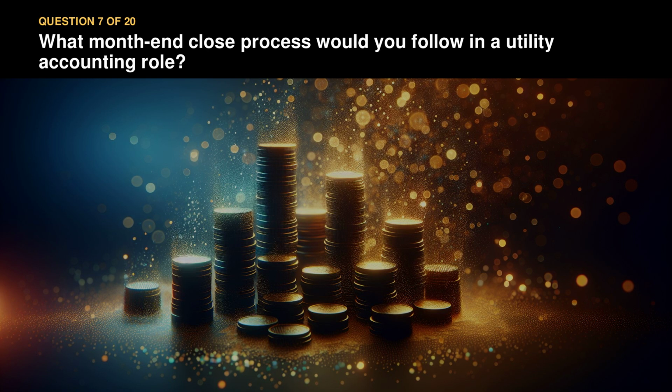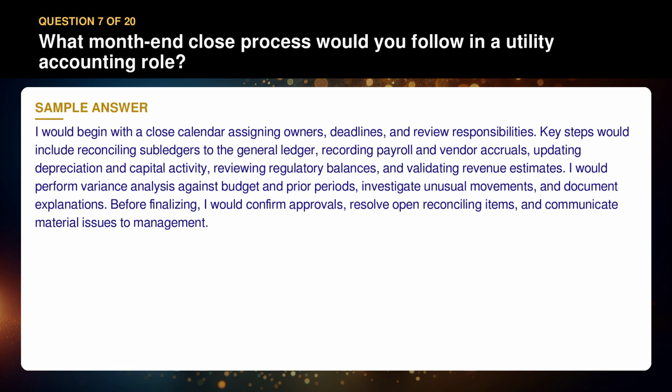Question 7. What month-end close process would you follow in a utility accounting role? I would begin with a close calendar assigning owners, deadlines, and review responsibilities. Key steps would include reconciling subledgers to the general ledger, recording payroll and vendor accruals, updating depreciation and capital activity, reviewing regulatory balances, and validating revenue estimates.